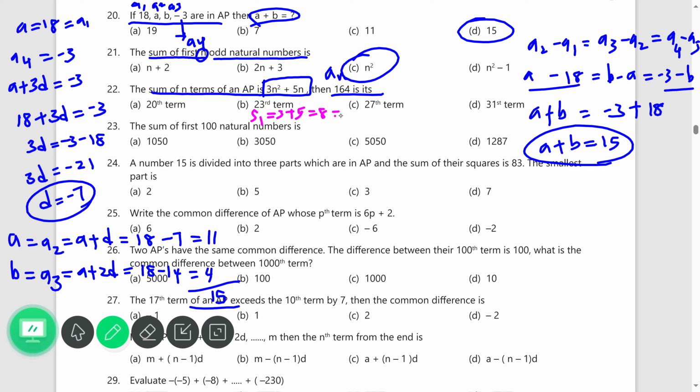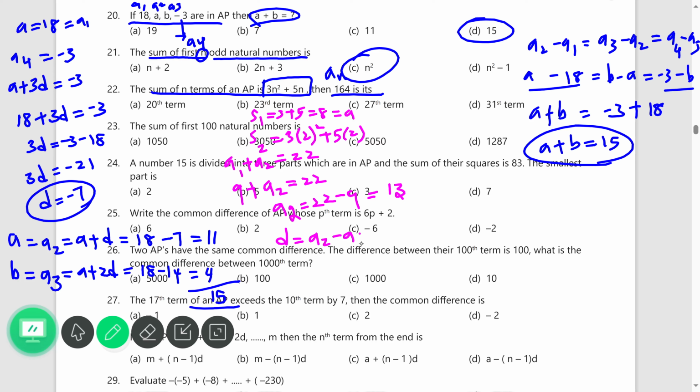13 appa. 13. So D value is A2 minus A1. A value 8, it's A1. Here I substituted. Okay, 8. Then what am I getting? 14, very good. 14 minus A1 value 8. When I subtract, 6. D value I got and A value I got.